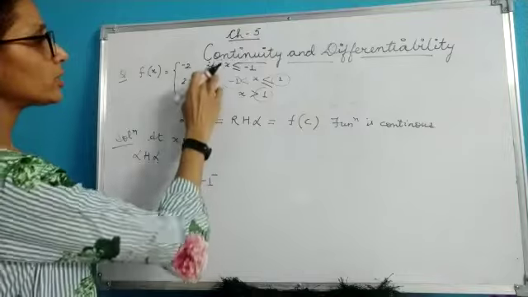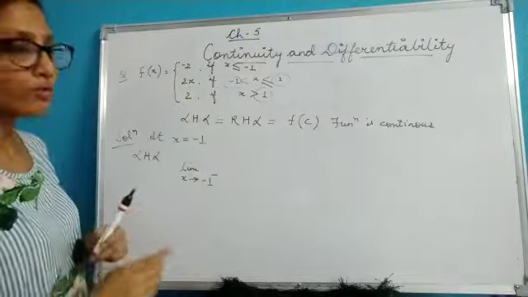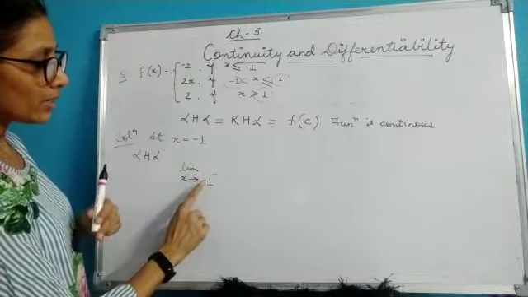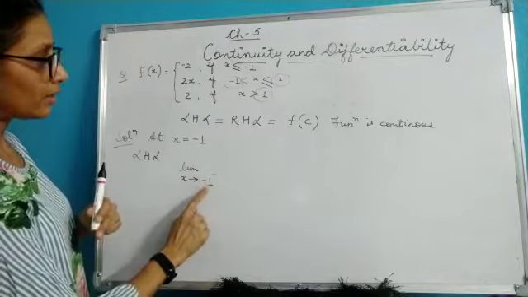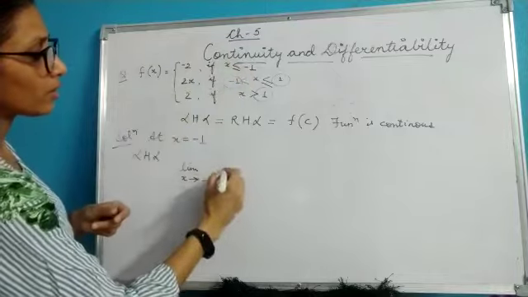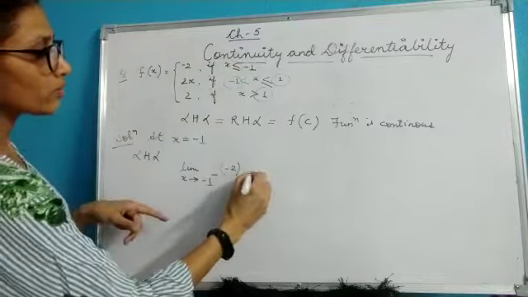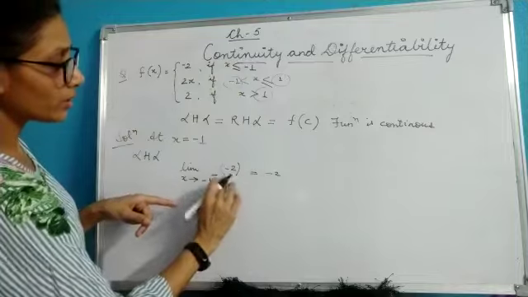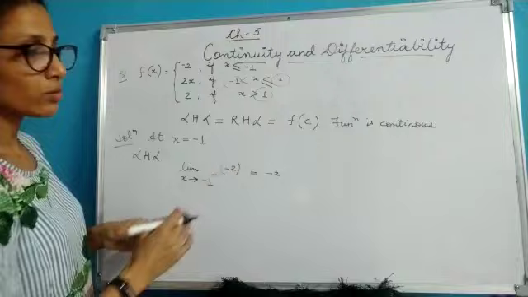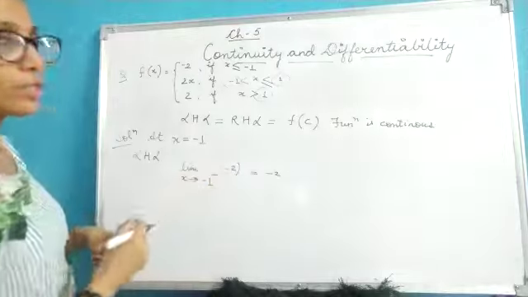First of all, we need to select the function out of these. That means if I am taking x less than -1, then the function for this will be -2. So this will just give me -2 because it doesn't contain x. I need not put x equal to -1 anywhere. So your LHL is -2.